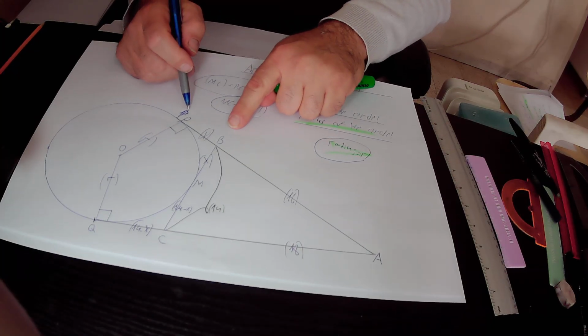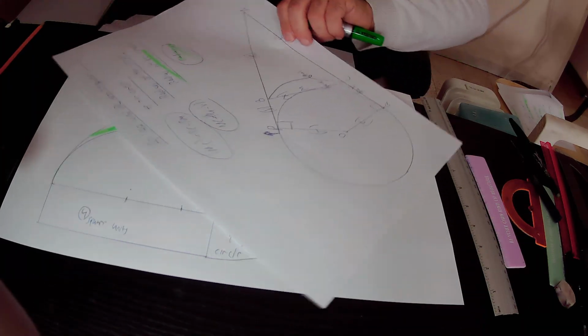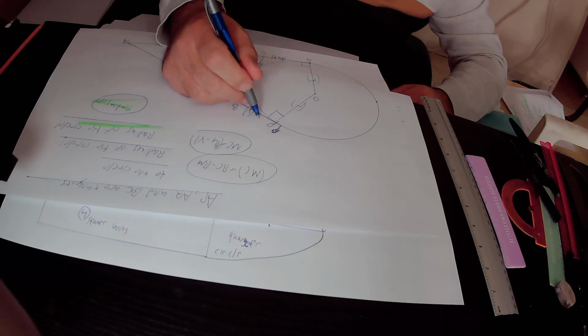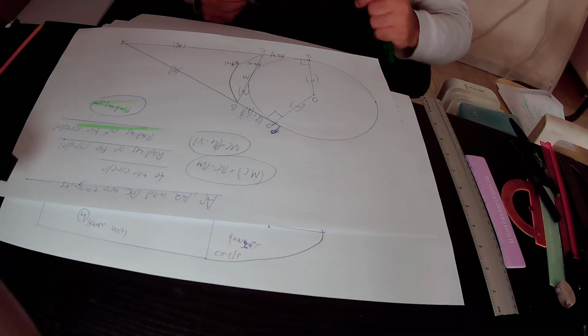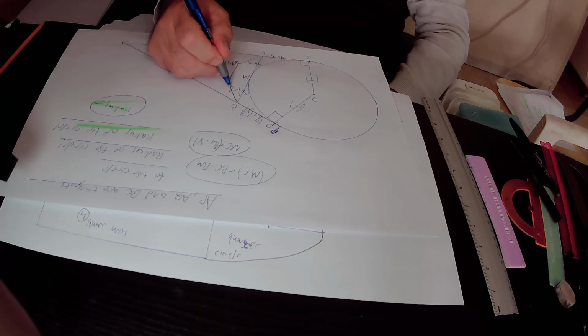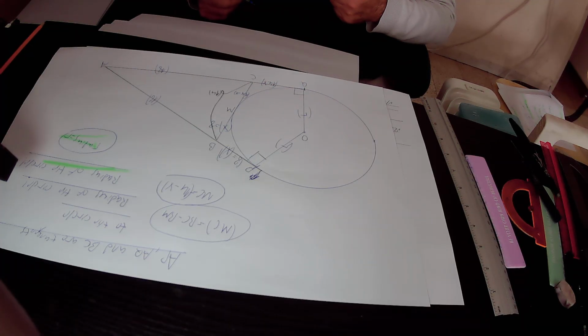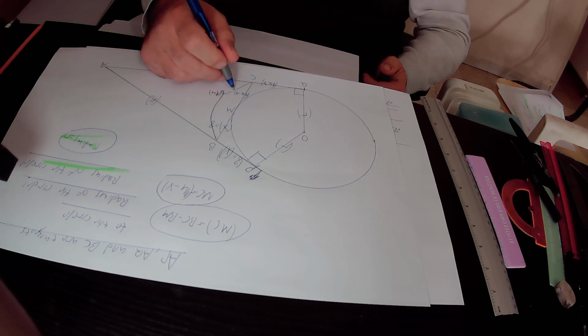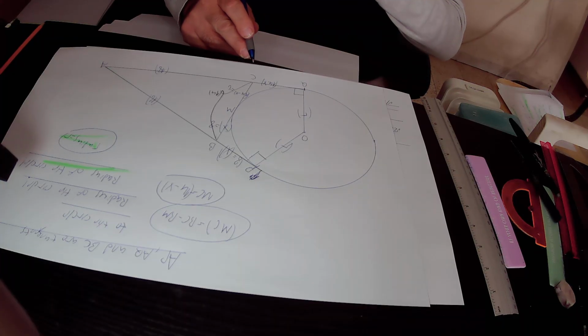Tangent PB is equal to X and X equals 8. So PB equals 8. Likewise, BM also equals X and X equals 8. Here we have MC equals 14 minus 8, that is 6. So MC equals 6 units in length. Likewise, QC equals 14 minus 8, that is 6.